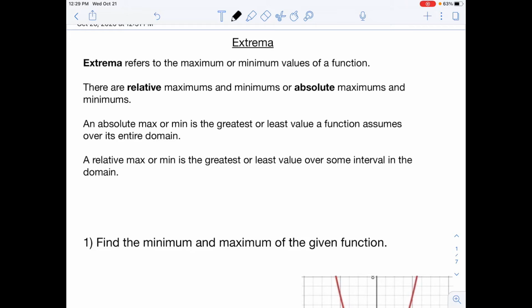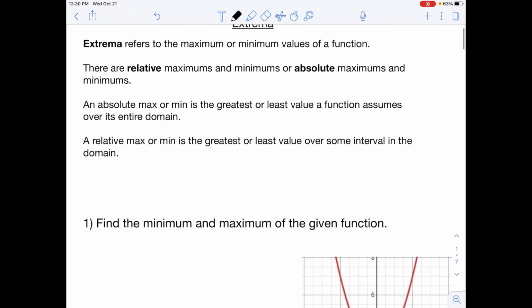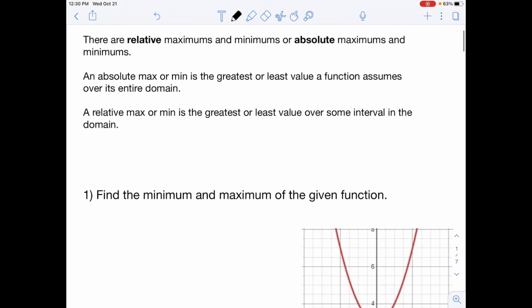An absolute max or min is the greatest or least value of a function over its entire domain. So not just within a specific interval, but over the entire domain. That would be considered an absolute max or an absolute min. A relative max or min is the greatest or least value over some interval in the domain. So basically you have a restricted domain, not over the entire thing.